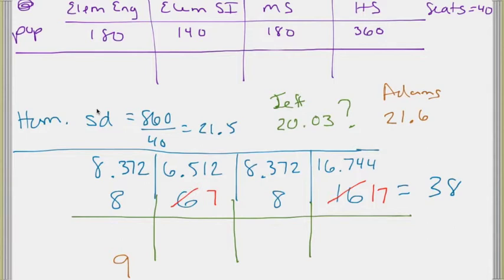140 divided by 21.6 is 6.48, but I'm going to go up to 7 on that. And then 360 divided by 21.6, 17. There are too many seats that we gave out, so we would need to adjust. If it's too big, go bigger. So then we should try 21.7 or 21.8 or something like that.